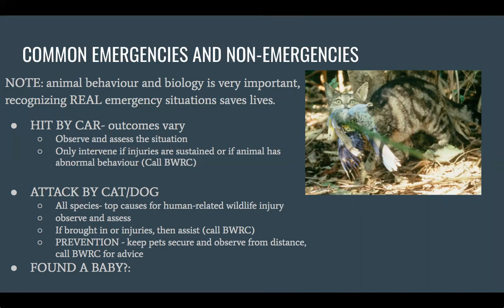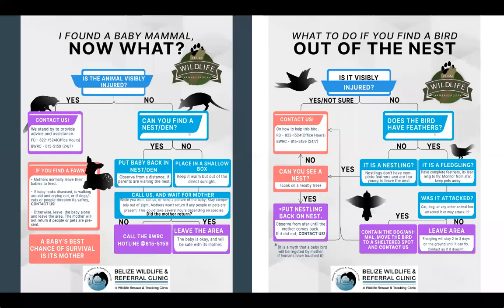and to help prevent any attacks from happening, keep your pet secure and observe the animal from a distance. And again, call BWRC for advice. And if you found a baby, these images are also included in the pocket guide. You can go through them to see what to do if you find a baby mammal, or if you find a bird out of the nest, a baby bird or an injured bird outside of the nest.